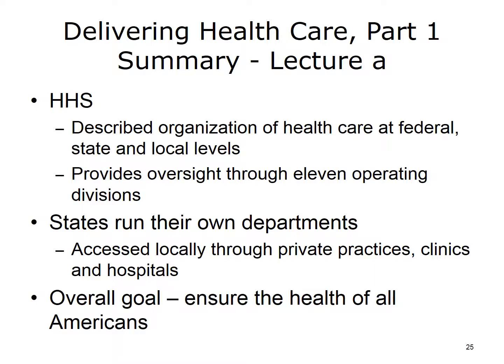This concludes Lecture A of Delivering Healthcare, Part 1. In summary, this lecture described the organization of healthcare at the federal, state, and local levels. The HHS provides oversight through its 11 operating divisions. States run their own departments of health, and healthcare is accessed locally through private practices, clinics, and hospitals. The overall goal is to ensure the health of all Americans.